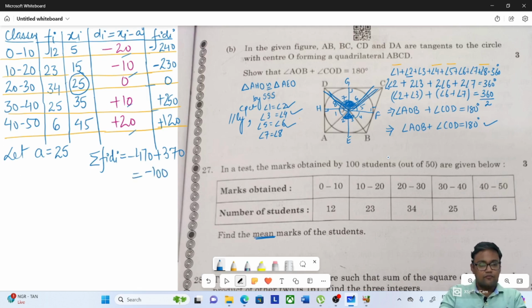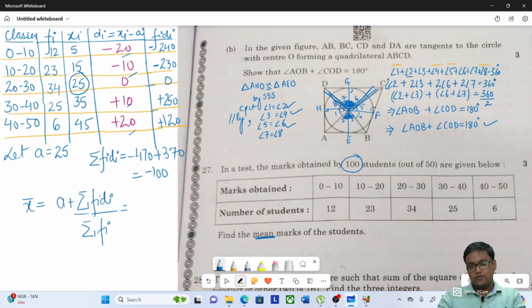Now you write the formula for mean as x bar is equal to A plus summation of FiDi upon summation of all the frequencies, and it is given to you, children, that the sum is 100, but it is important for us to check whether we are actually getting the sum as 100 for these frequencies or not. We should check this once. So 12 plus 23 is 35, plus 34 is 69, plus 6 is 75, and 25 is 100. Good.